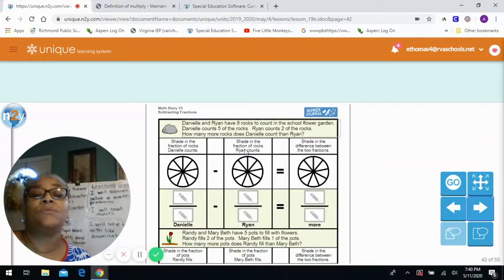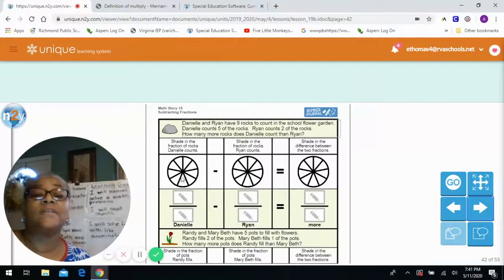So I have to make sure I read all the words because it's important when you're doing word problems to read every word. Because if I had just said how many rocks, you might think that it's to add, but how many more rocks changes the operation. So the operation changes from addition to subtraction when you put the word more in. So we'll read that again. Danielle and Ryan have 9 rocks to count in the school flower garden. Danielle counts 5 of the rocks. Ryan counts 2 of the rocks. How many more rocks does Danielle count than Ryan?